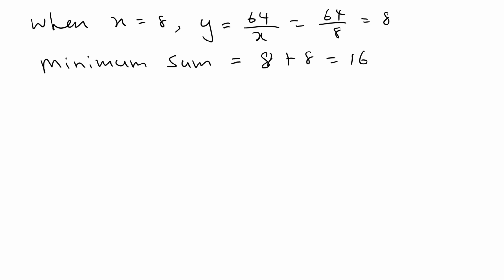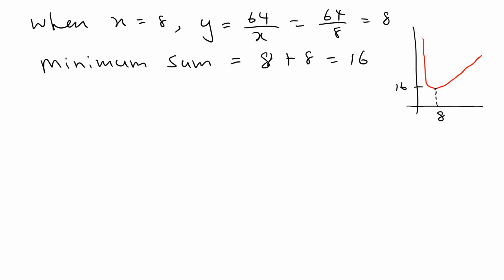If you go back to the graph, we see that the graph goes like that. Actually, there's an asymptote here. The minimum value happened at x equal 8. The minimum is 16. So that's how we answer the first part of the question.